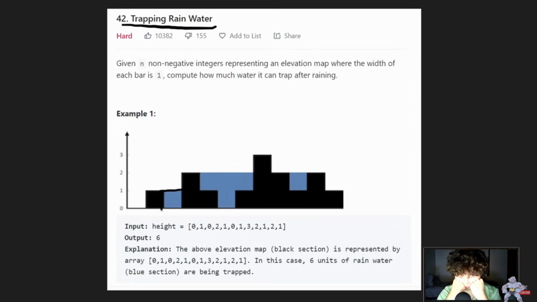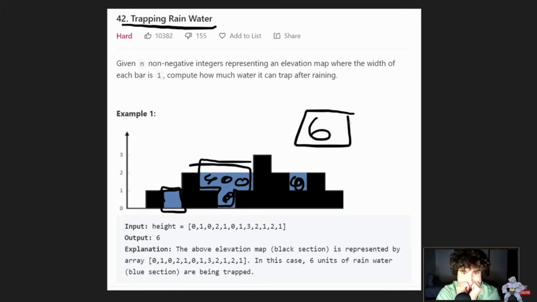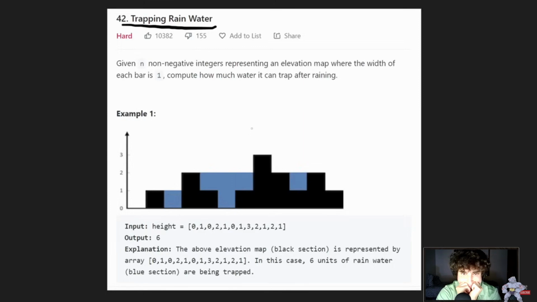So you can see this is 1 unit right over here. This is roughly 4 units, right? 1, 2, 3, 4, and then this is another one, right? So when you count all of those, you get a total of 6 squares. So the output is 6. This can trap a maximum of 6 blocks of water. So with a picture, it's pretty easy, but how do you know, right?